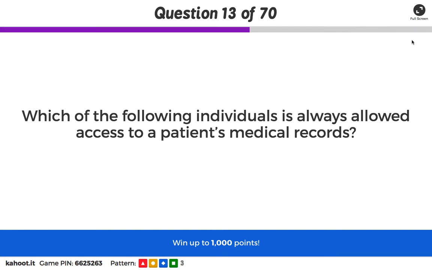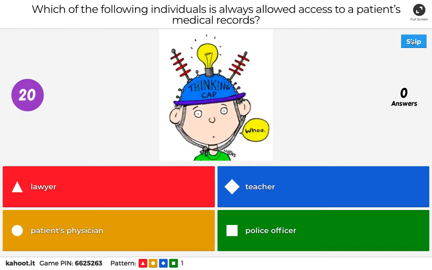Ooh, who's always allowed? Ooh, back to HIPAA. That's unit 1.